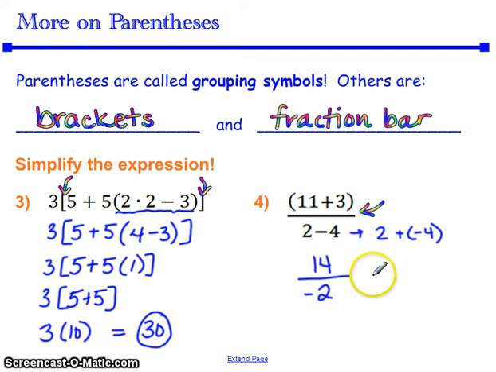To finish the problem, we remember that the division bar means to divide. So we divide 14 by negative 2. They have opposite signs, so our answer is negative, and 14 divided by 2 is negative 7, and we're done.